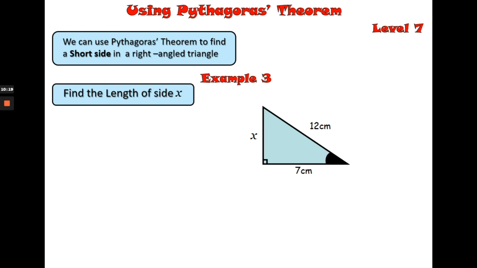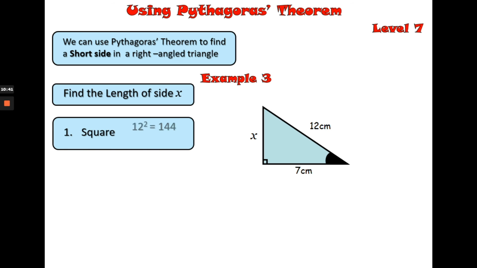Okay, as I said, we're going to move on to working out the shorter side of a right-angled triangle. And we can still use the theory of Pythagoras, which is a squared plus b squared equals c squared. We just might need to rearrange it slightly. So how do we find the length of the shorter side? Again, we square all the numbers we know. So 12 squared and 7 squared.